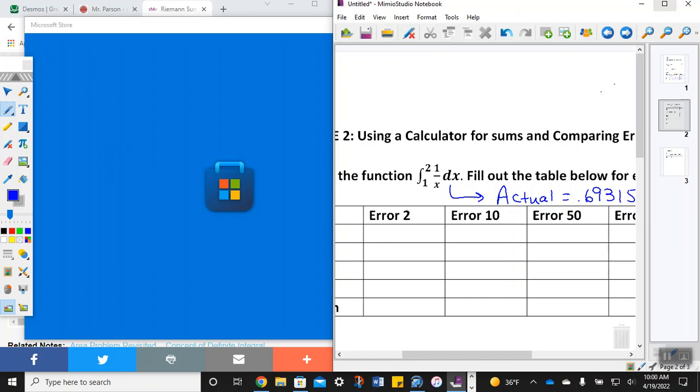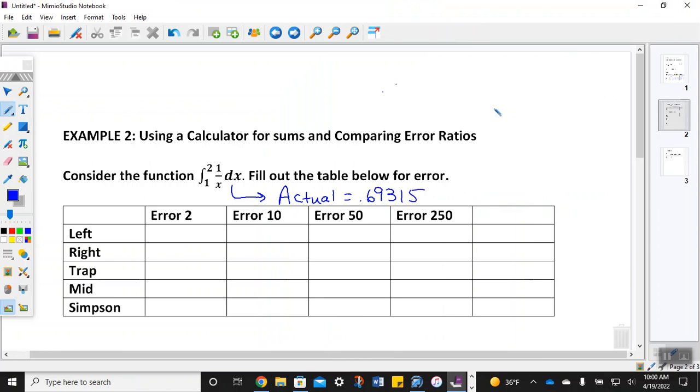Okay, help me with the errors right here. What was the left-hand one? -0.14018. Okay, what was the right error? 0.10982. What was my trapezoid error? -0.01518. Yep. What was the midpoint error? 0.00744.